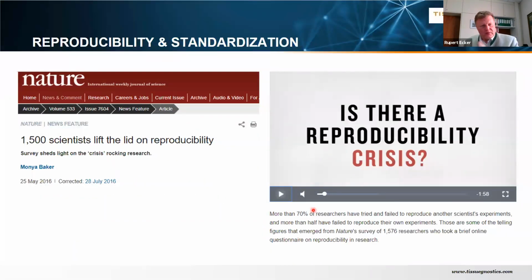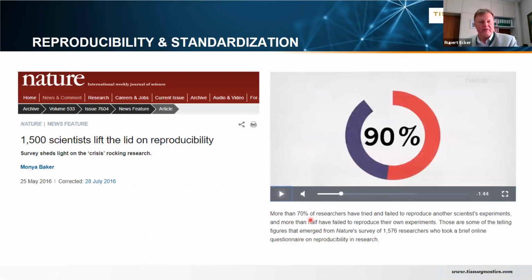I would also not like to miss the opportunity to point to something which might be seen as critical. In 2016, a survey was published in Nature among 1,500 scientists, indicating that 70% of the researchers have problems in reproducing published data. And another 20% even have problems in reproducing their own data. So this is what is generally referred to as the reproducibility crisis.